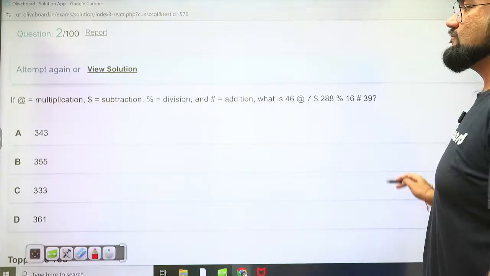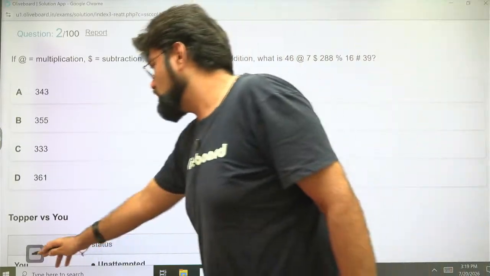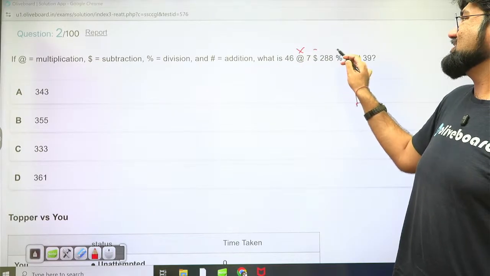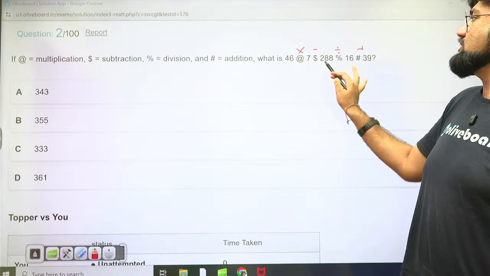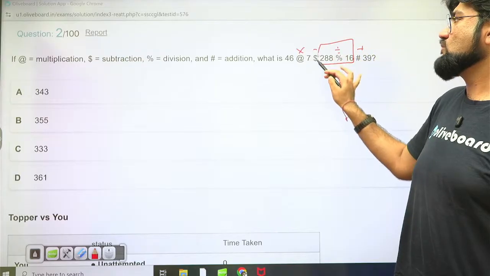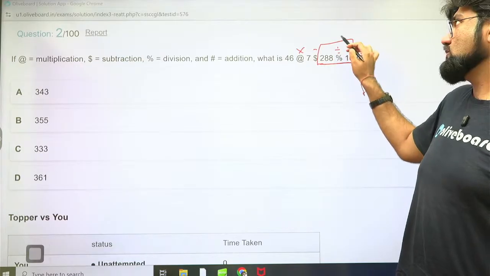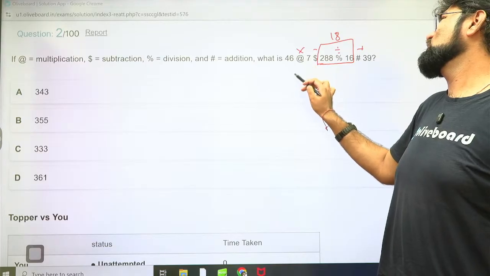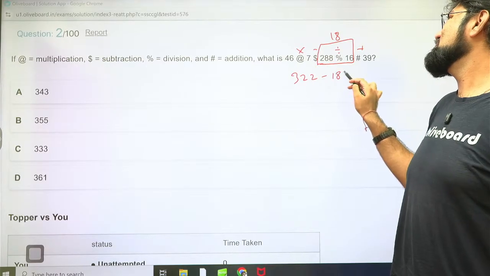Next, we simply need to substitute and solve. Okay, so at the rate is multiplication, dollar means subtraction, this is division, and this is addition. Now if we see 288 divided by 16, 16 into 9 is 144, and this is double of 144, so this is 18 here. 46 into 7, this is 280 plus 42, so 322 minus 18 plus 39.